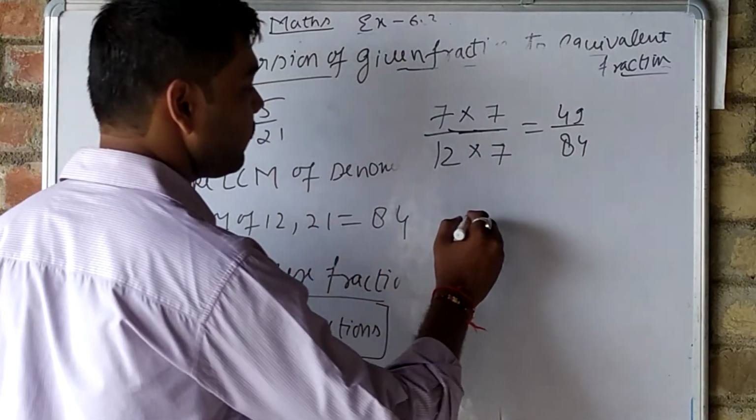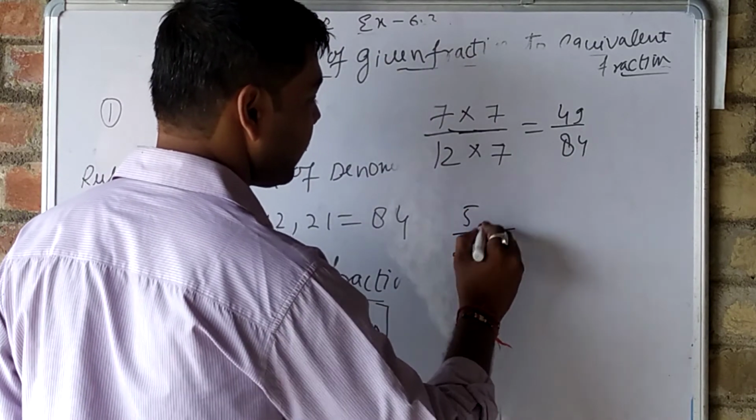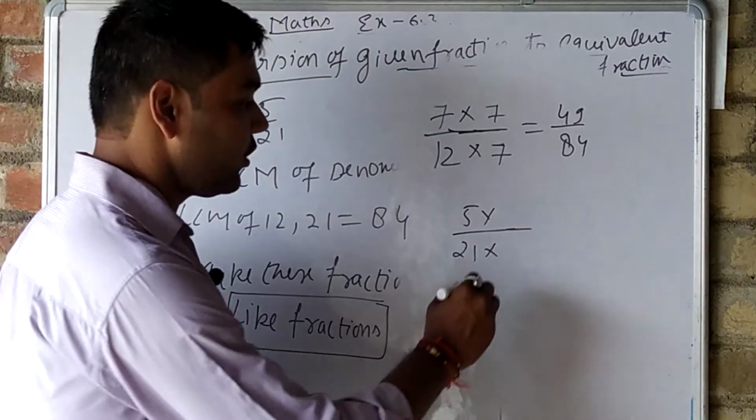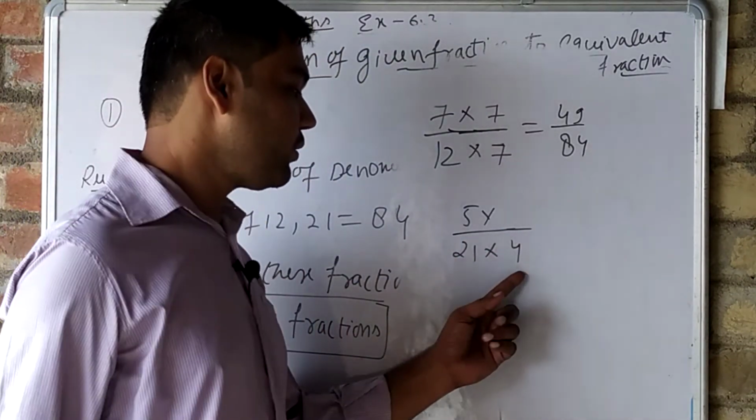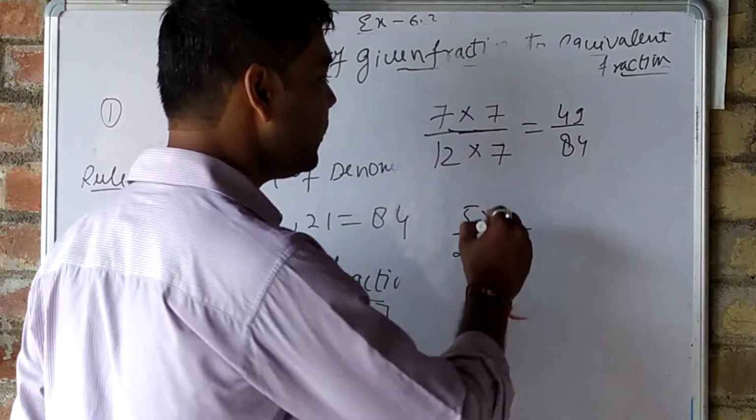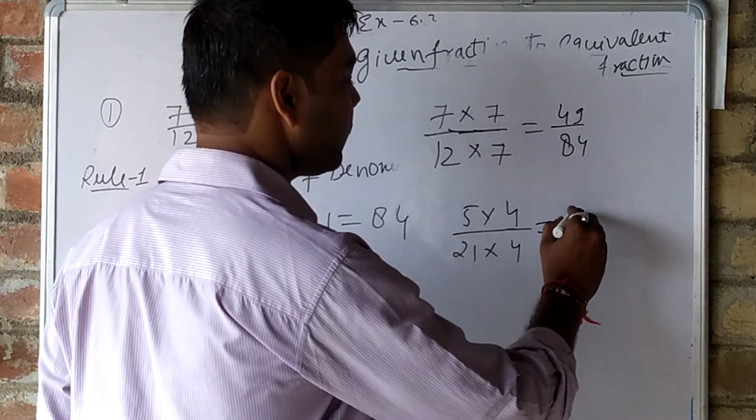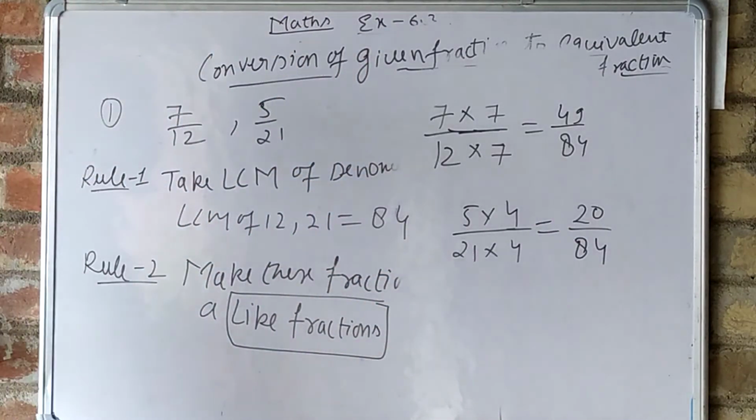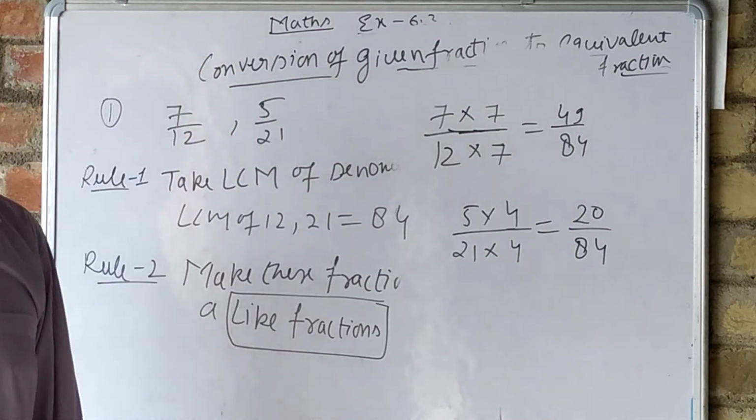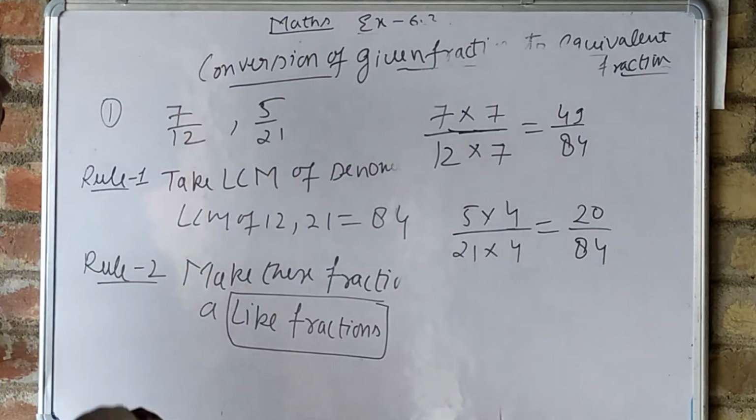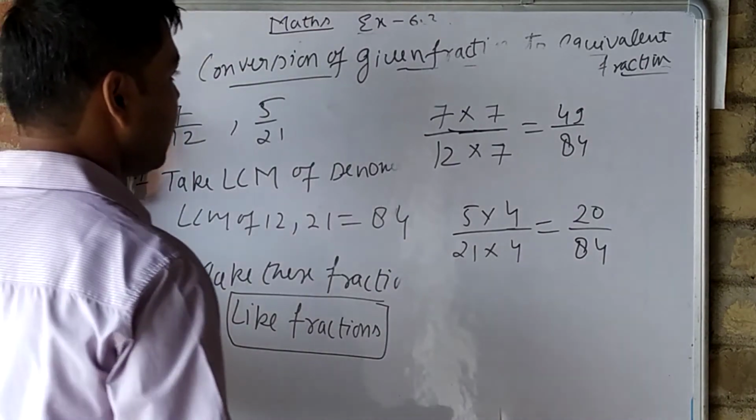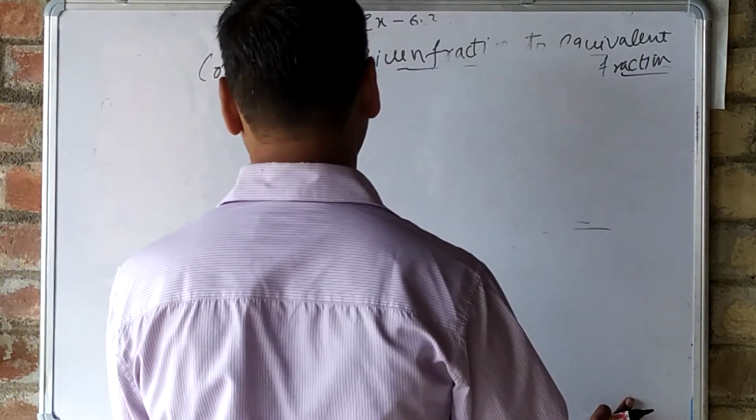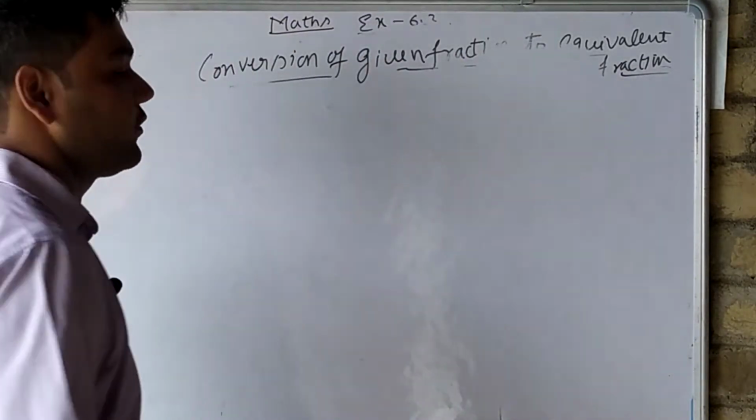Now the second is 5 by 21. Here we have to multiply with 4 to get 84. When we multiply here with 4, the numerator also gets multiplied with 4 only. The same value we have to multiply. 5 times 4 is 20 and 21 times 4 is 84. So now we have converted them into equivalent fractions. Understand? So this is also one of the ways. You can opt for any one which you like. Understand? So this is the way to convert equivalent fractions.